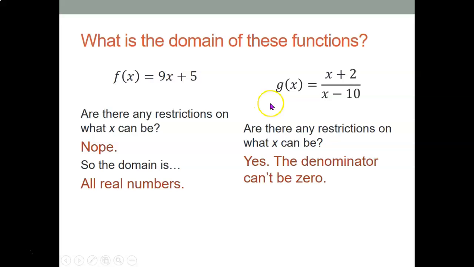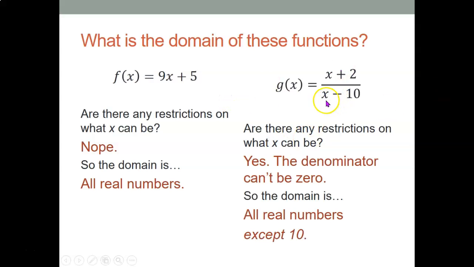Yes. The denominator can't be 0 because then we would get a division by 0 error. So the domain is all real numbers except 10. We don't want to put 10 in for x because then we would get 10 plus 2 over 10 minus 10, which would be 12 divided by 0, but that's undefined because you can't divide by 0. So this function doesn't work if you try to put in 10 in place of x. It's undefined there. It works for any other number, so the domain, the set of everything it does work for, is all real numbers except 10.